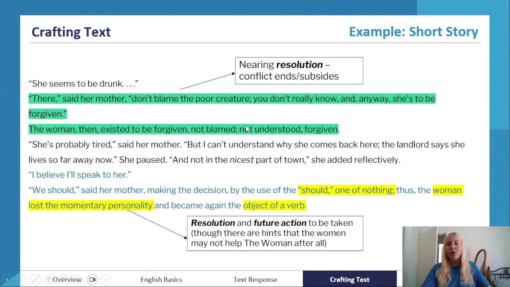There, said her mother, don't blame the poor creature. You don't really know, and anyway, she's to be forgiven. The woman, then, existed to be forgiven, not blamed, not understood, just forgiven.